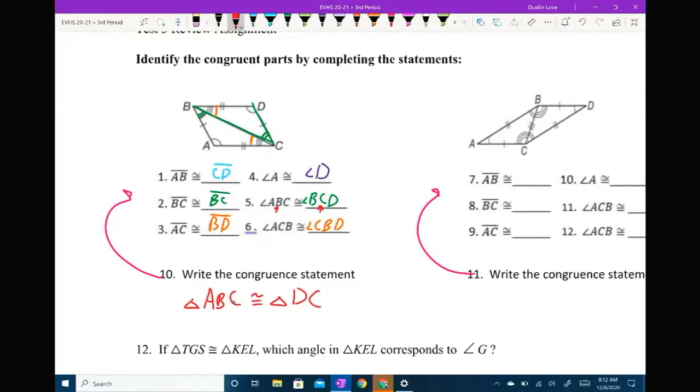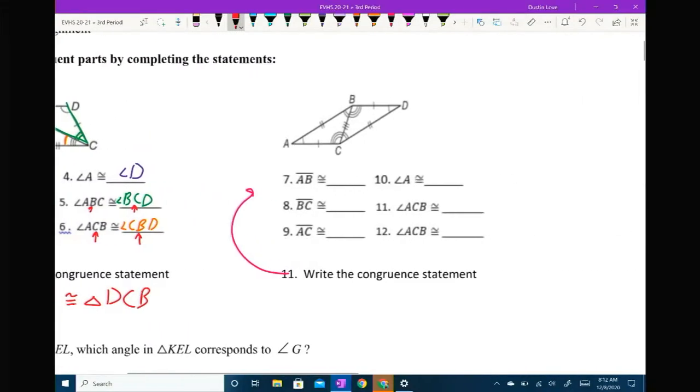Now over here, C is in 3rd position. C is my vertex there. So I look at this one and I've got B. Make sure that when you're naming these, the corresponding angles always line up. Moving on to number 7.